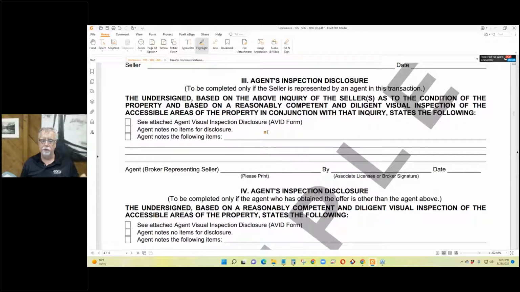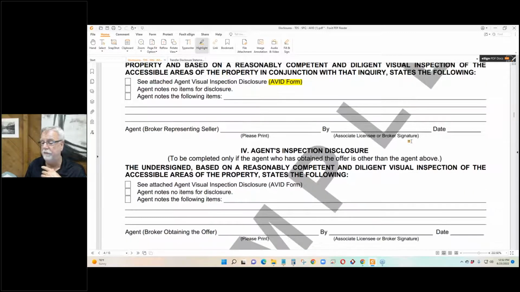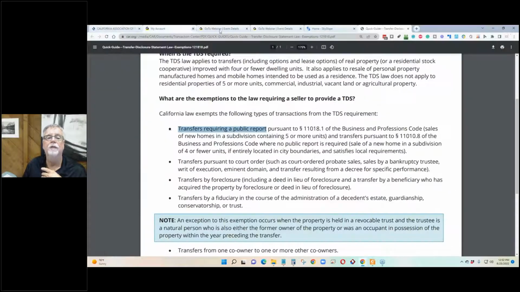Depending upon the office you work with. Like I work at EXP, and we're a big company, and the bigger the company is, the more rules they typically have. And what they want to see is an AVID form, the Agent Visual Inspection Disclosure. They don't generally want to see agent notes nothing, right? Or agent notes the following items. I sometimes see that when that's all the listing agent has done. I don't know, right? In our company, they would rather you do an AVID form. So let's talk about how would you fill this out.